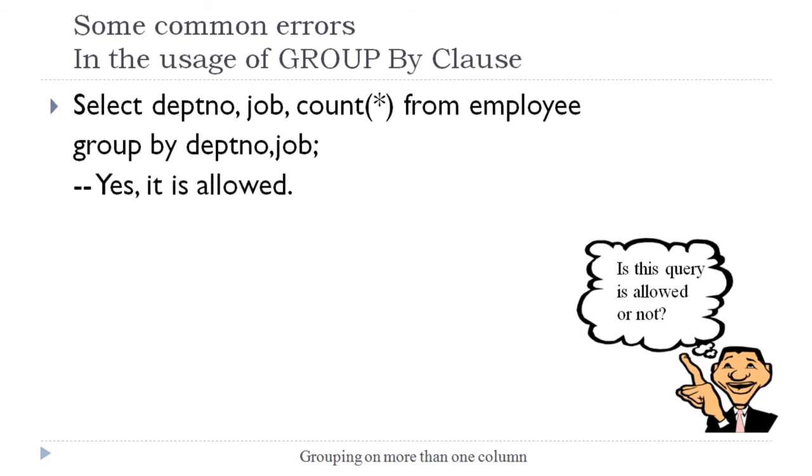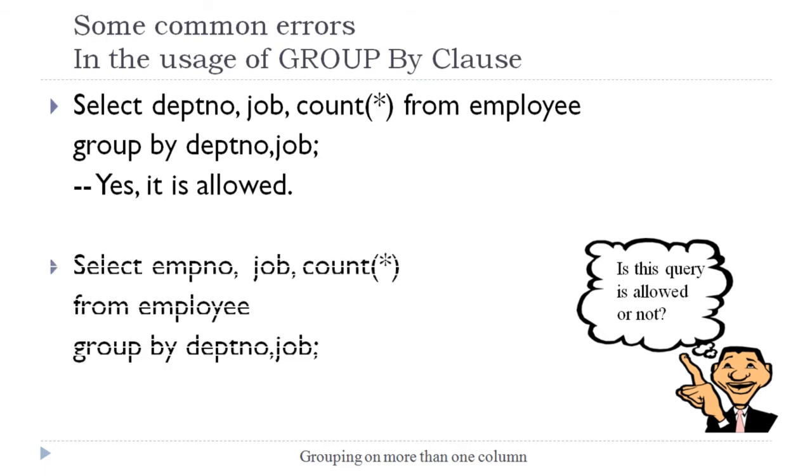Yes, it is correct since we are selecting only those columns in the select list which are used in group by. Here grouping is performed on department number and job, and we are only selecting those columns which are used in the group by clause. So it is allowed. But if we try to select employee number and job by having a grouping on department number and job, it will not be allowed because employee number is a column on which grouping is not performed.